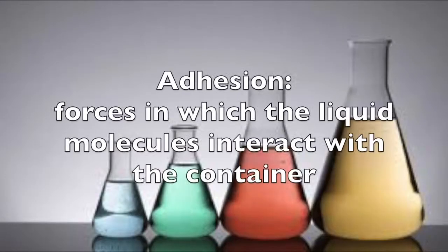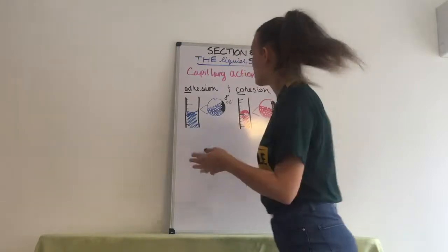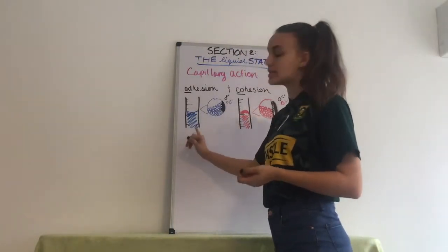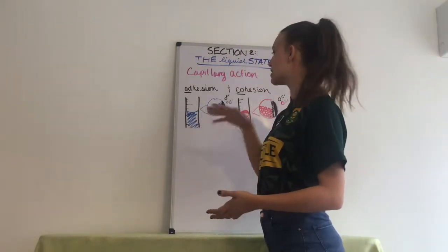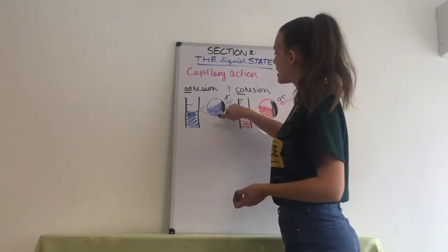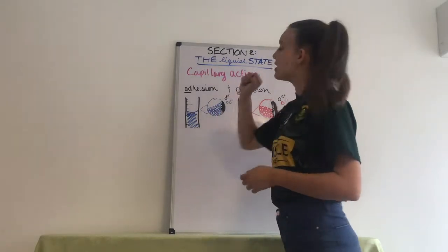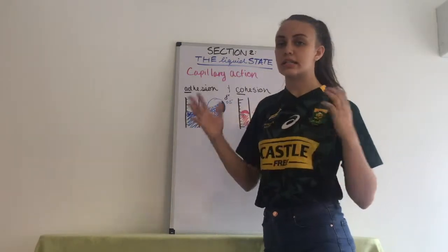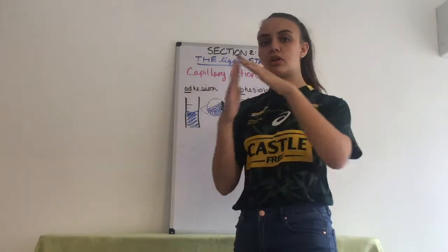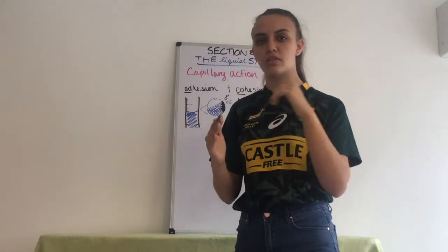The dictionary definition of adhesion is the forces in which the liquid molecules interact with the container. If we look on the board, this substance in the graduated cylinder is water, and you can see that the water molecules are slightly negative and the actual graduated cylinder is slightly positive, which causes it to form a concave line.